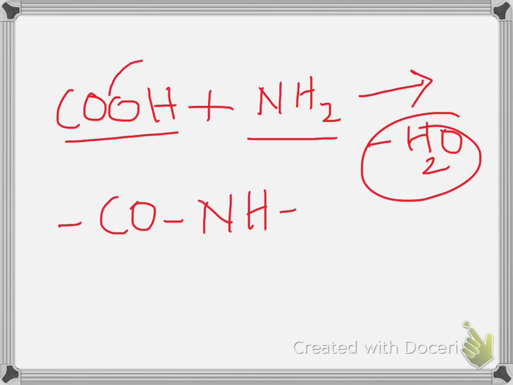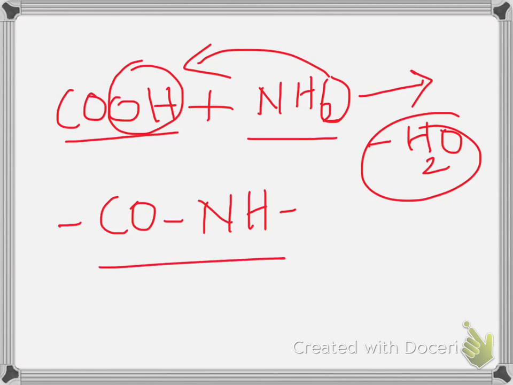From here one OH and from here one H, so H2O is released. So we get a CONH bond. This is the peptide bond or peptide linkage. So the reaction of the COOH group of one amino acid and the NH2 group of the neighboring amino acid molecule forms a peptide bond having a CONH linkage with the elimination of a water molecule.